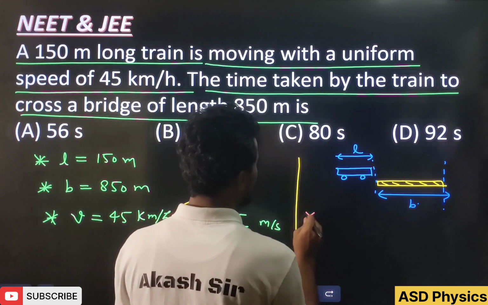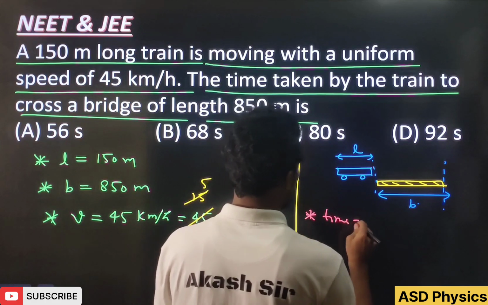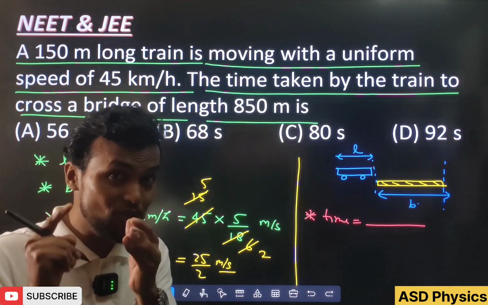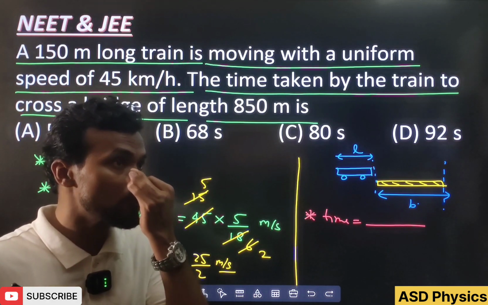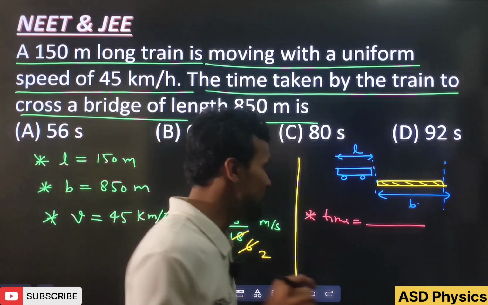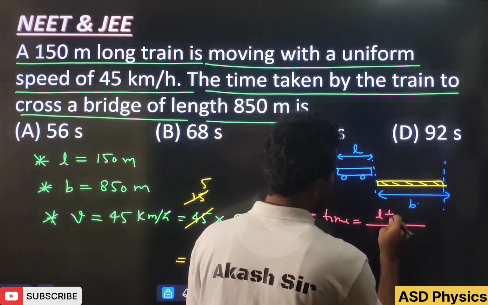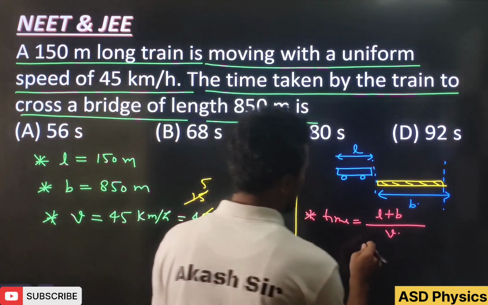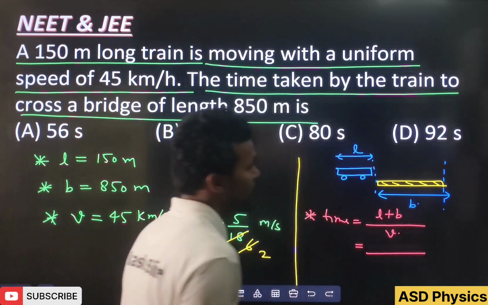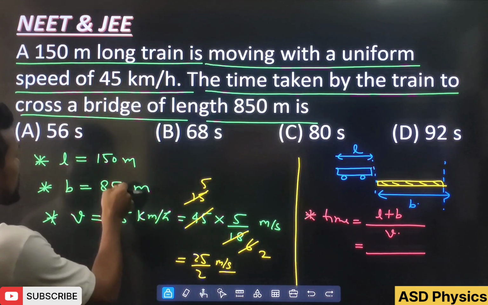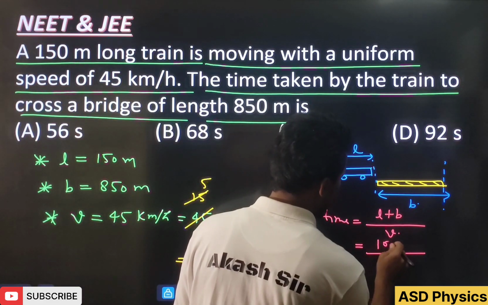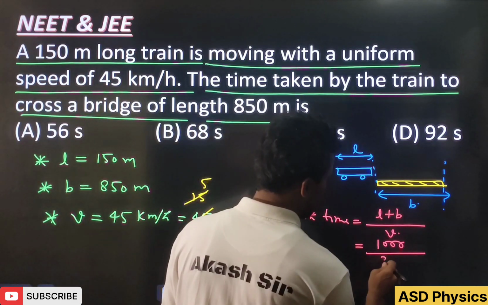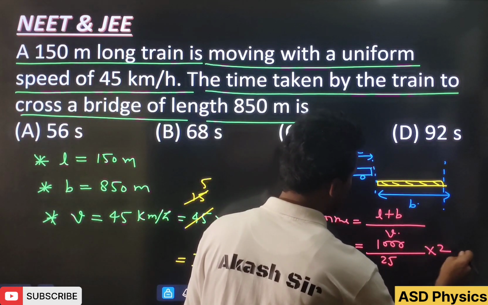So in this situation, the time taken will be given by what? You know, speed equals distance by time. So time equals how much here, students? Distance by speed, that means L plus B by V. So here we can write L plus B: 150 plus 850, that means 1000. And here 25 by 2 is coming, so it will go here into it.